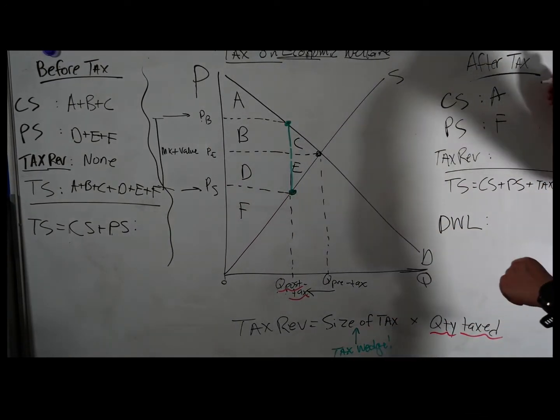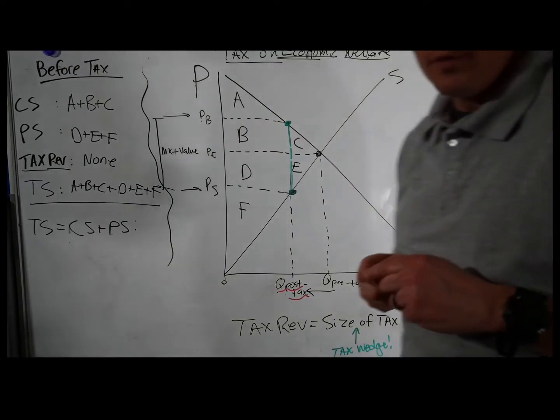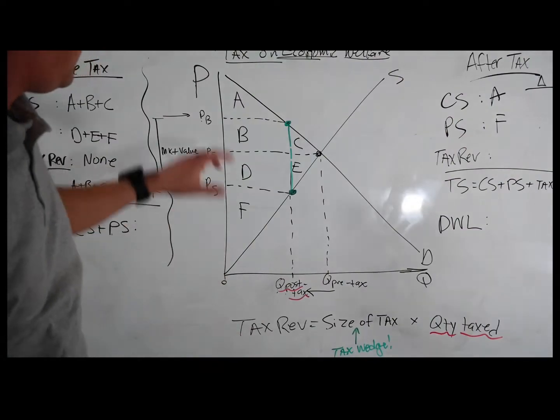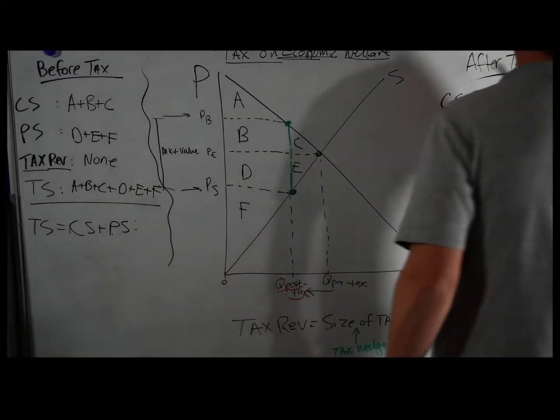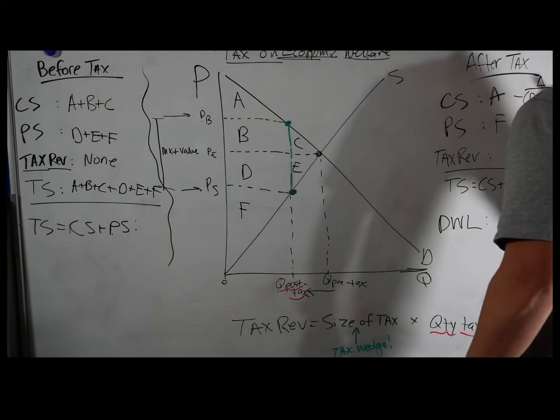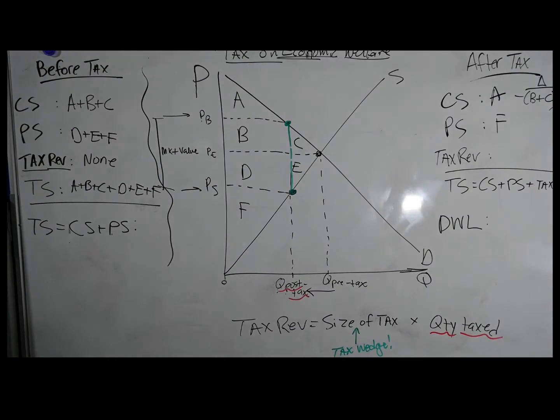Okay? And I'm going to add a column over here. Hey, what changed? All right. So for consumer, what changed? Well, they had A, B, C. Now they only have A, so they are minus B plus C. Okay, they are minus B plus C.